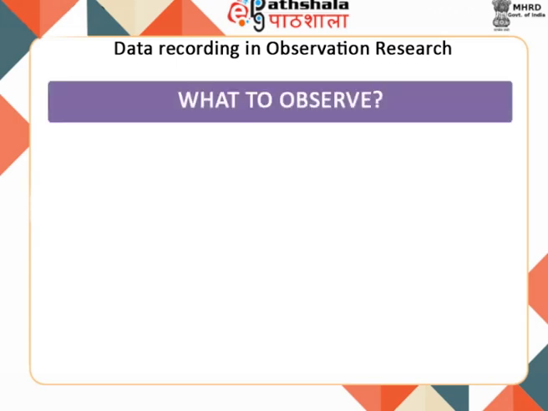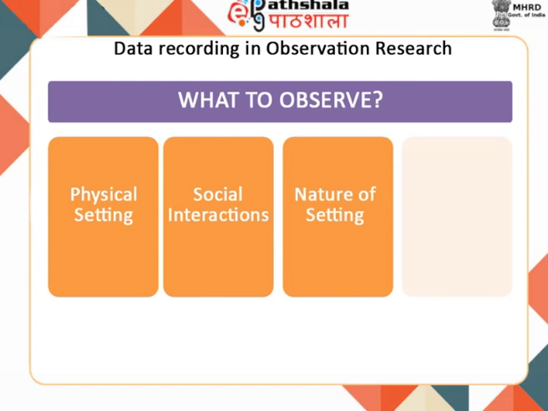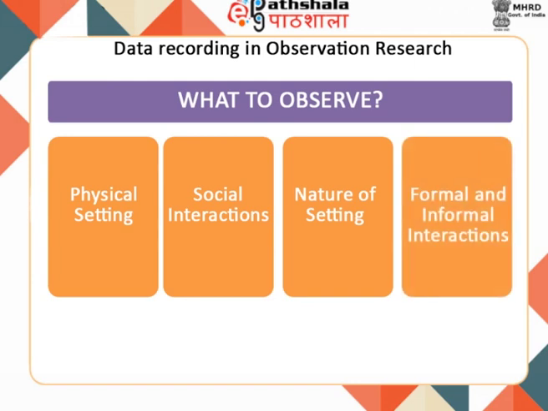We now discuss the various components to be systematically observed by the researcher in order to not miss out on the important information which might give an important understanding of the behavior being observed. They are categorized under the what-to-observe question, which includes the description of the physical setting, the social interactions, and description of the nature of the setting, the formal and informal interactions that take place with respect to the participant, and the various interpretations of the behavior elicited.